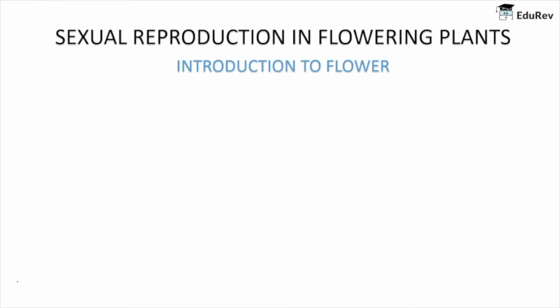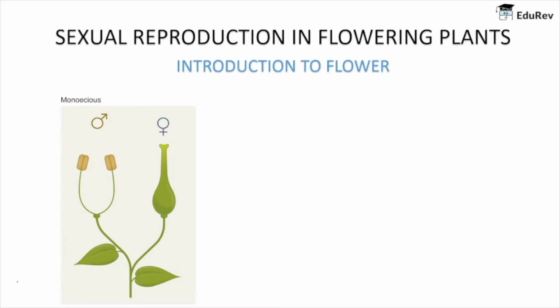Looking at the diversity of flowers that we see around the world, some flowers contain both male and female reproductive parts. As you can see in this image, the same flower consists of both male and female reproductive parts. Such flowers are called monoecious flowers, or they are also known as bisexual flowers, because they consist of both male and female reproductive parts, and examples of such plants are pea and China rose.